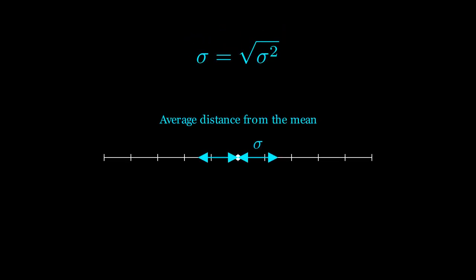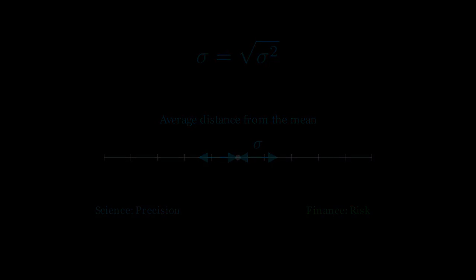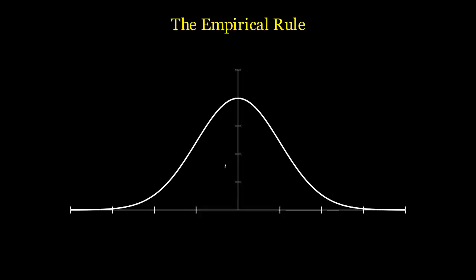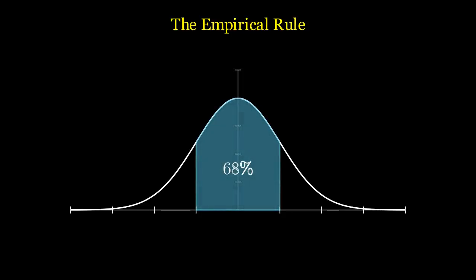This is where the standard deviation steps in. By taking the square root of the variance, we bring the measure back to the original units of our data. Standard deviation, or sigma, tells us on average how far each point lies from the mean in a way that is easy to understand. It is the most popular measure of risk and variability in science and finance.